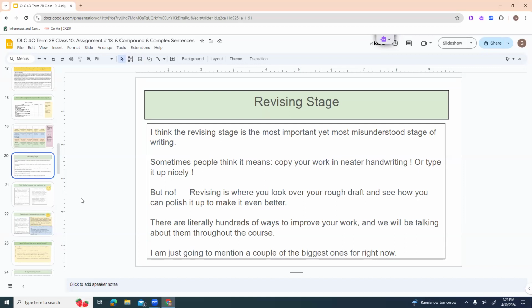I personally think this is the most important stage, and yet it's the most misunderstood stage. A lot of times students think it means copy your work in neater handwriting or type it up nicely. But no, that's not what it means at all. Revising is where you look over your rough draft and see how you can polish it up to make it even better. There are literally hundreds of ways you can improve even a short essay, and we will be talking about them throughout the course, okay? I am going to mention a few of the biggest ones for right now.